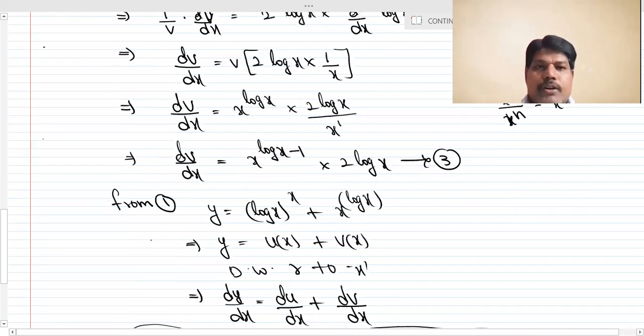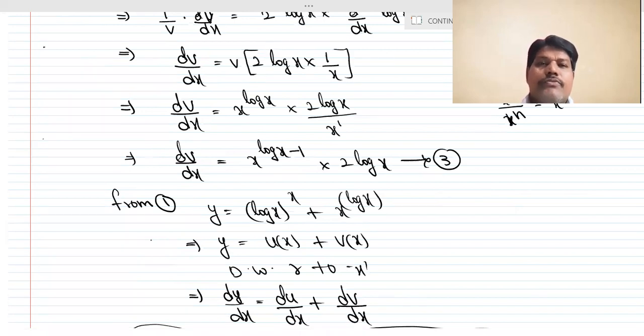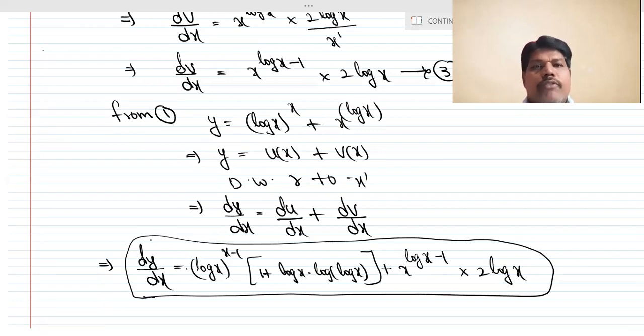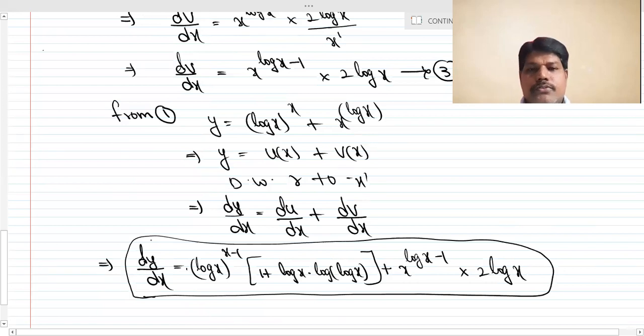So from equation 1, y is equal to u plus v. Just differentiate with respect to x. What happens? dy by dx value will become du by dx plus dv by dx. Just substitute the values from equation 2 and equation 3. Then you will get the answer. Okay, so see that question, students, and practice this type of questions.